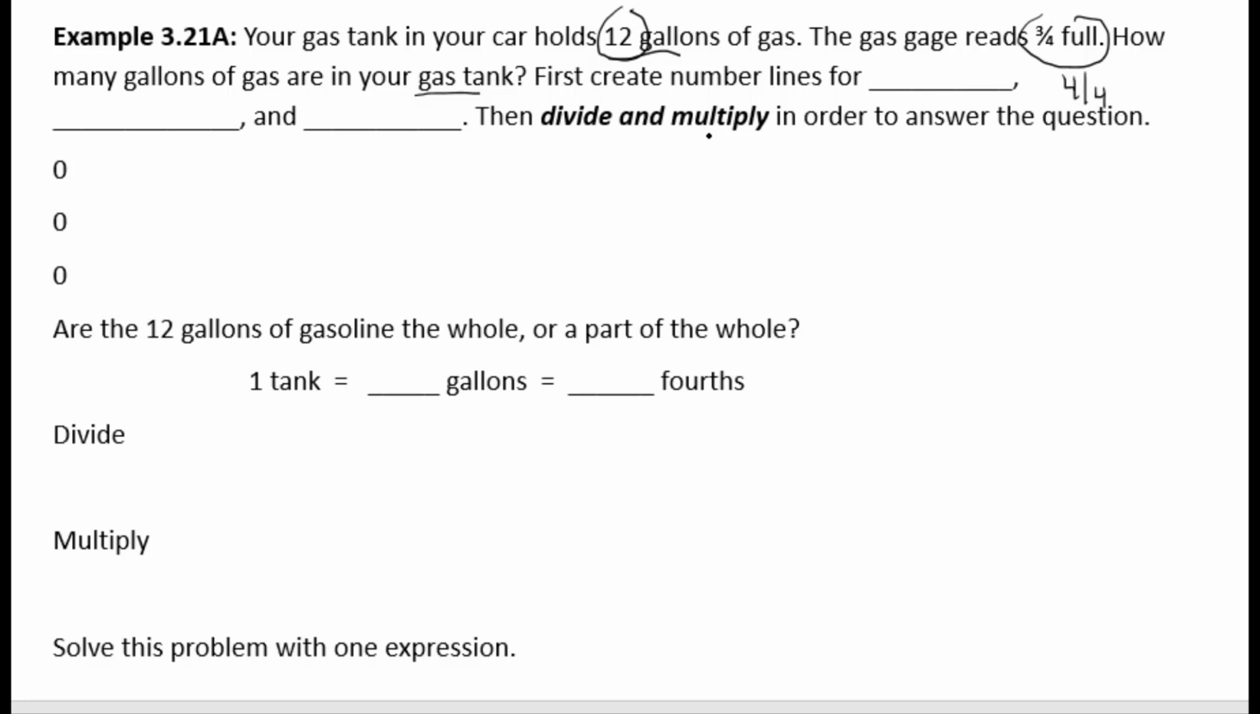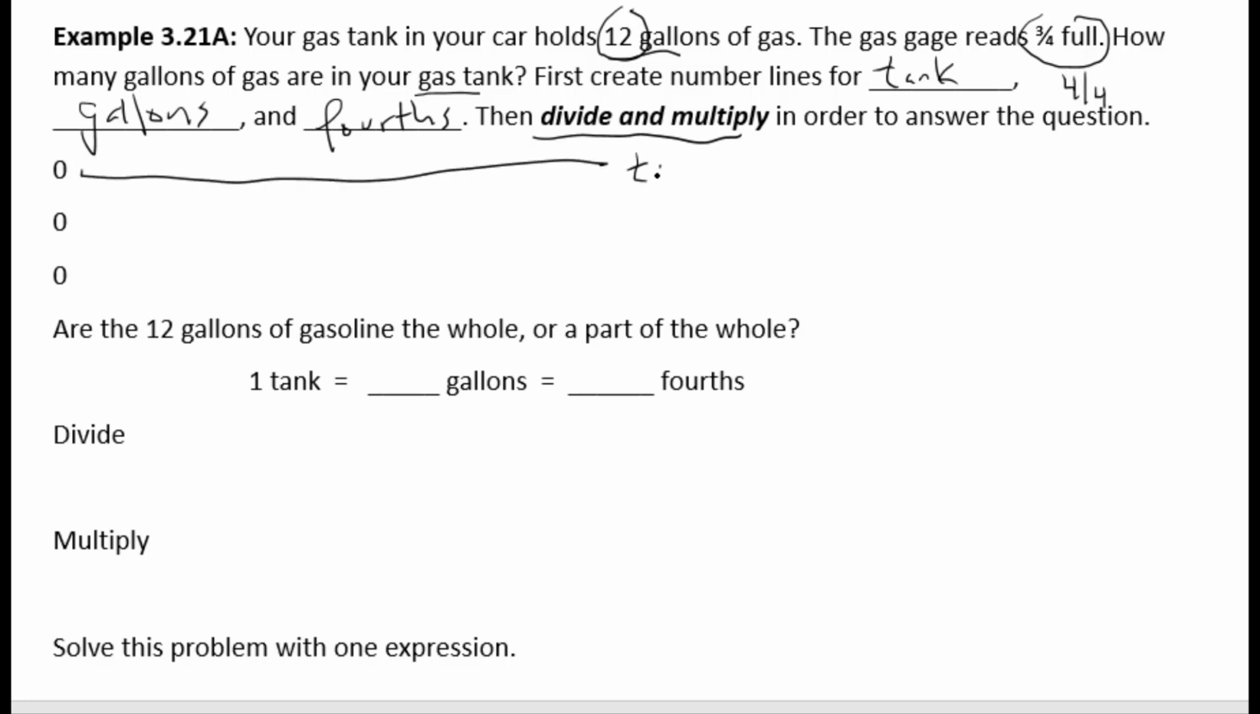So we're going to create number lines for the tank, for gallons, and for fourths, because we have 3/4, so we're going to use fourths. And when the word "of" appears, right? How many gallons of gas are in your gas tank? Well, we want 3/4 of 12. And that's going to involve both multiplying and dividing, as we're going to see. So let's do our number lines.